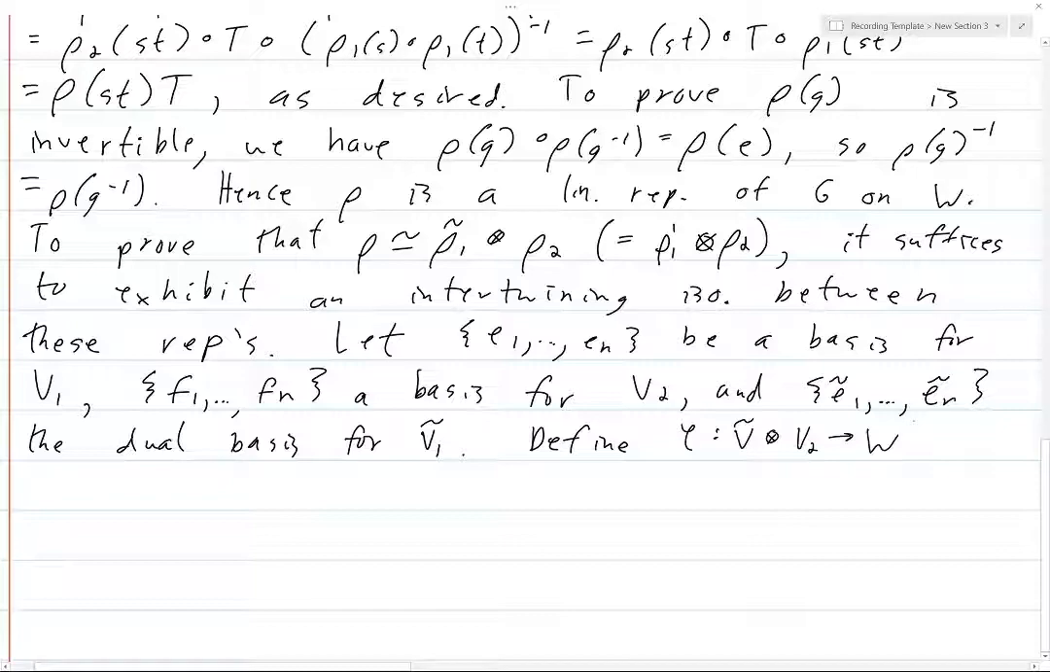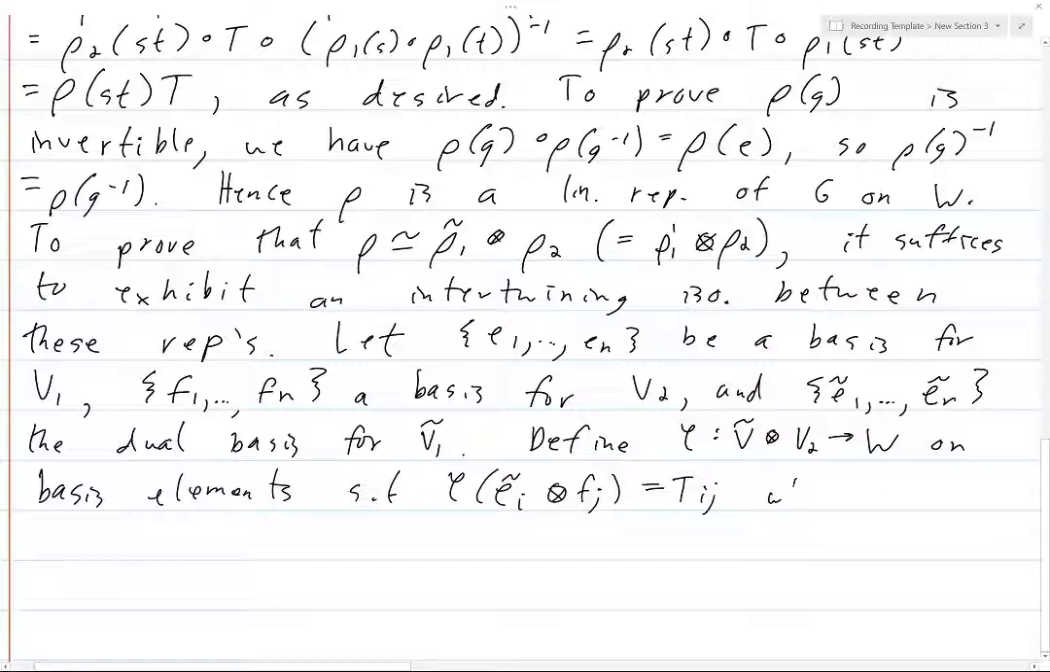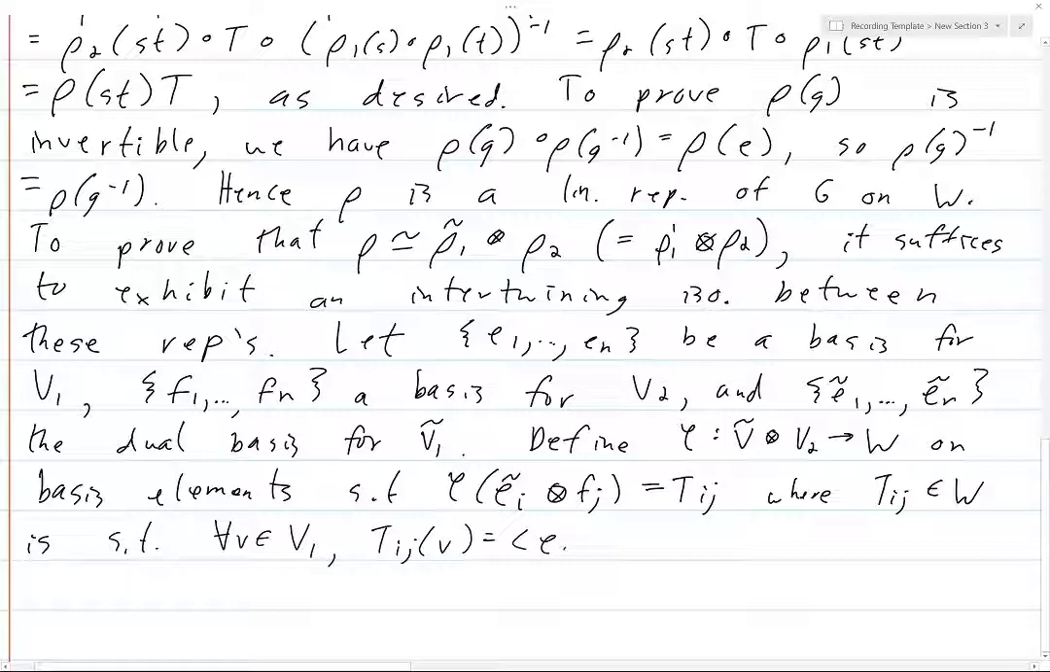Define it on basis elements such that phi(E_i tilde tensor F_j) equals T_ij, where T_ij is a map in W such that for all v in V1, this should be V1, I messed up, T_ij of v is equal to E_i tilde evaluated at v, times F_j.